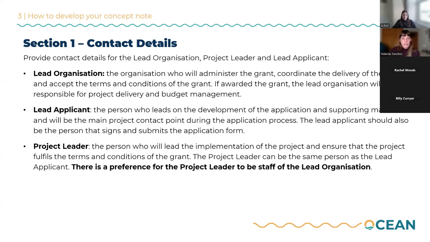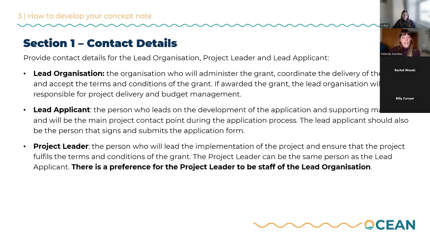The lead applicant is the person who leads on the development of the application and supporting materials and will be the main project contact point during the application process. So the lead applicant should also be the person that signs and submits the application form. And finally, we have the project leader, who is the person who will lead the implementation of the project and ensure that the project fulfills the terms and conditions of the grant. Just keep in mind that the project leader can be the same person as the lead applicant, and there is a preference for the project leader to be a staff member of the lead organization.